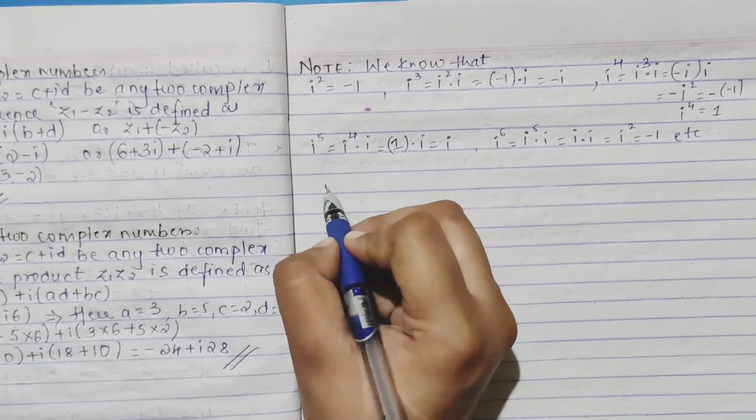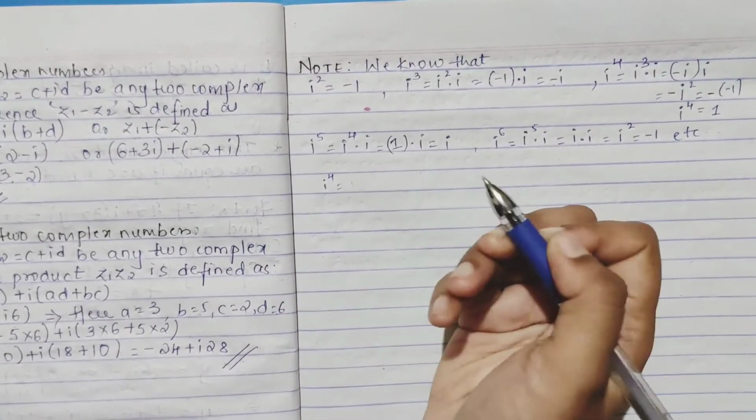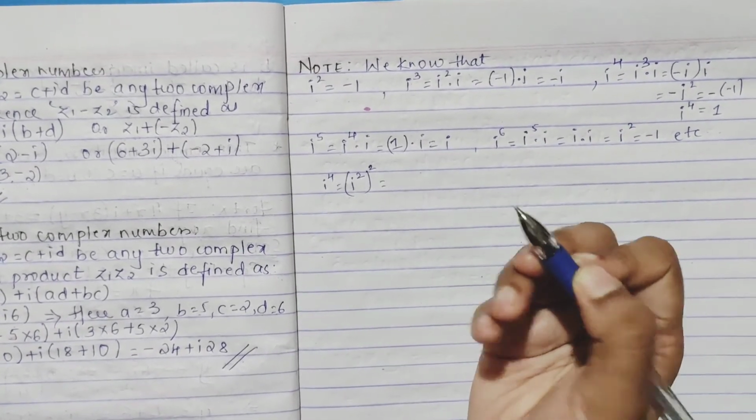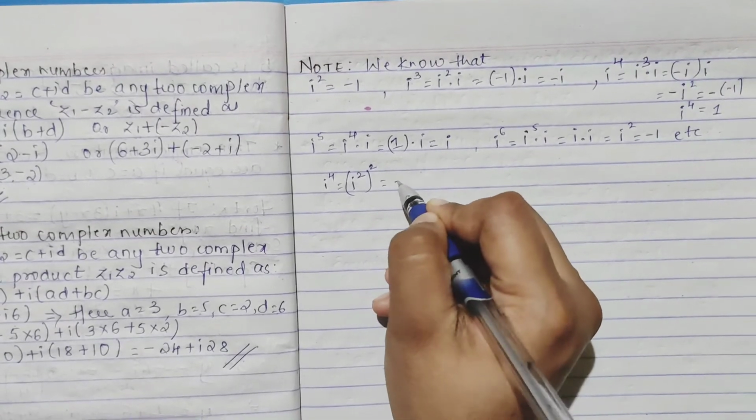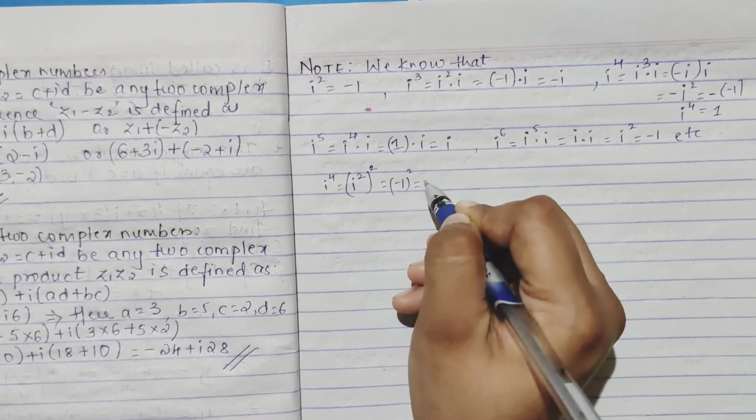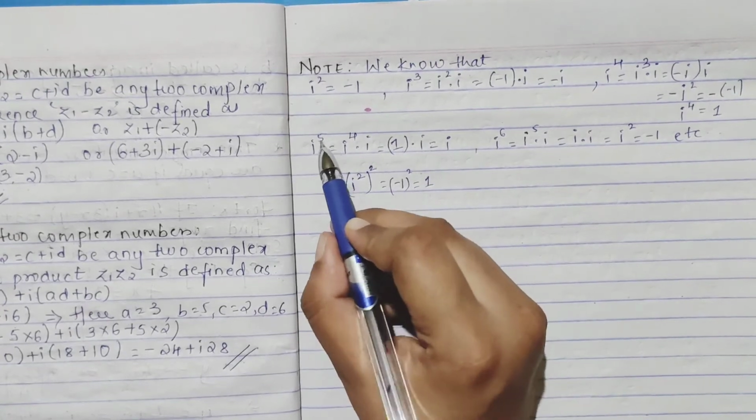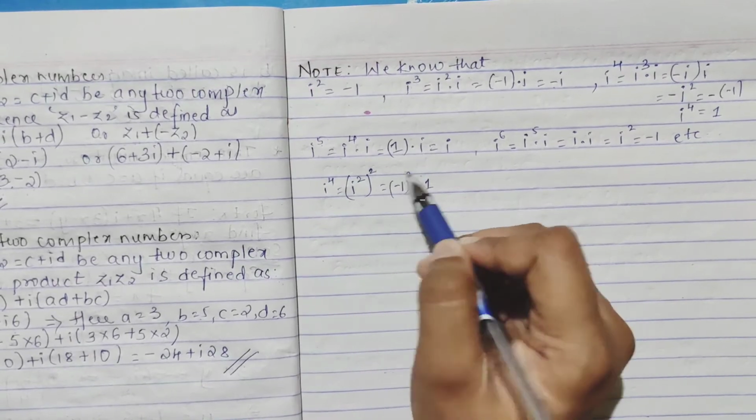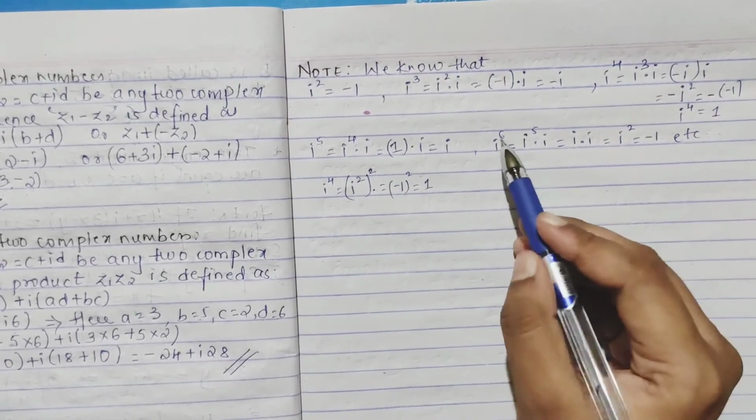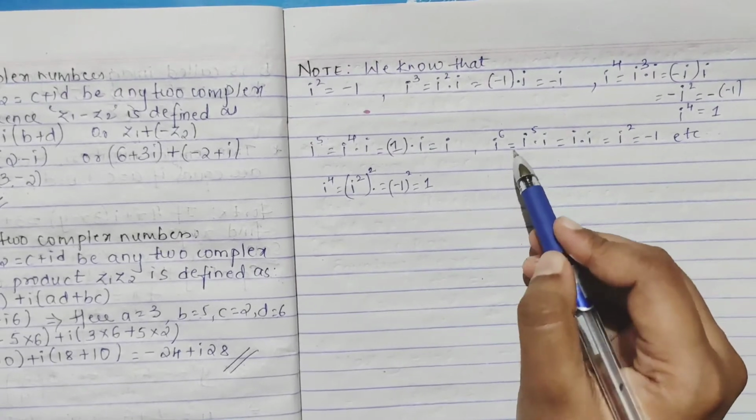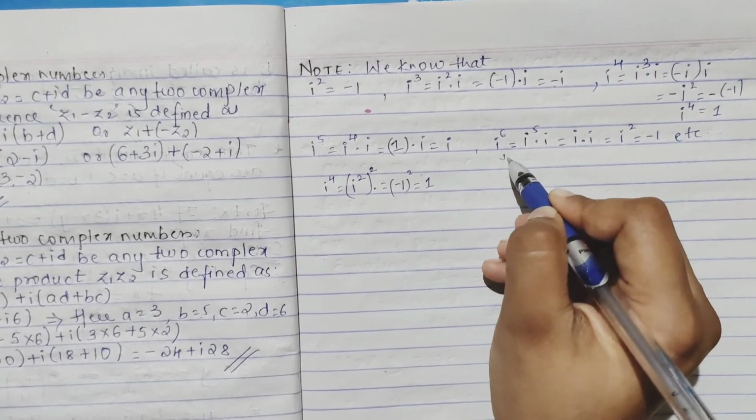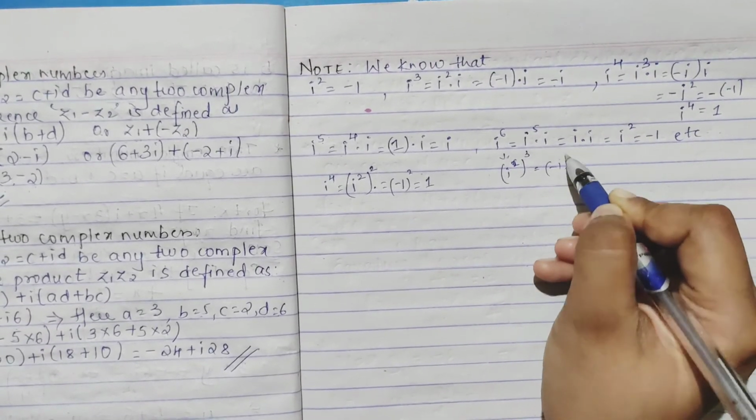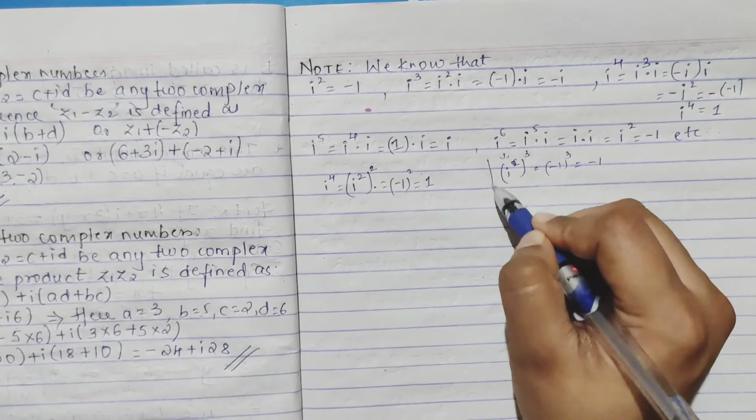Either such a way you can do, or one more method is like this also. See, i raised to 4, you can take i square whole raised to 2, same, right? 2 twos are 4 only, so i square is what? Minus 1, and minus 1 square is plus 1, simple. Even for i raised to 5, you can take i square raised to 2 into i. For i raised to 6, you can take i square raised to 3, and you will get the same, minus 1 cube is minus 1 only, okay?